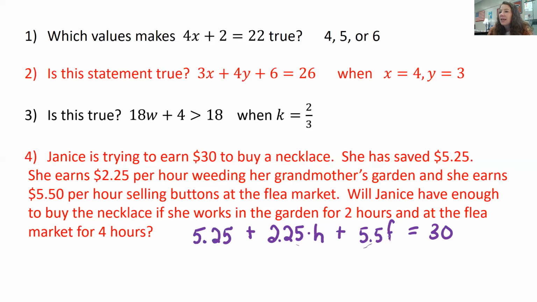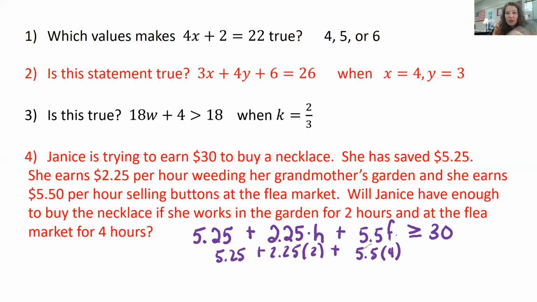So now the question is, if the number of hours she works at her grandmother's is 2, if H is 2, and she's going to work at the flea market for 4 hours, is that going to be enough to get her necklace? Actually, we want to know if, so that would be an inequality, right? So if she needed 30, she could earn 30 or more, right? If you have more than $30, can you spend $30? Sure. If you have less than $30, can you spend $30? No. So all of this amount has to be either greater than 30 or equal to 30. Because if you have $30, you can spend $30.